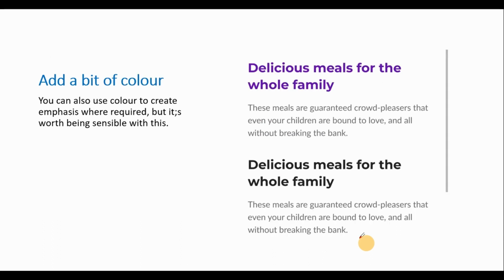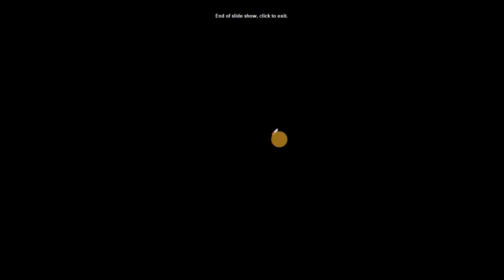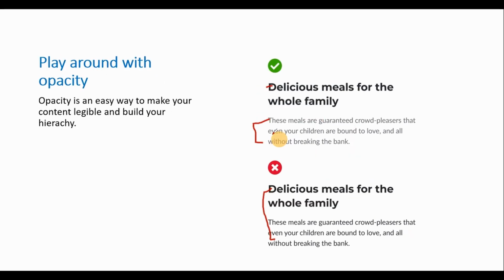So the next one is add a bit of color. You can also use color to create emphasis where required, but it's worth being sensible with this. Overuse of color in your UI can cause a lot of issues with your call to actions and make your UI look cluttered. So you need to make sure you look into that correctly.